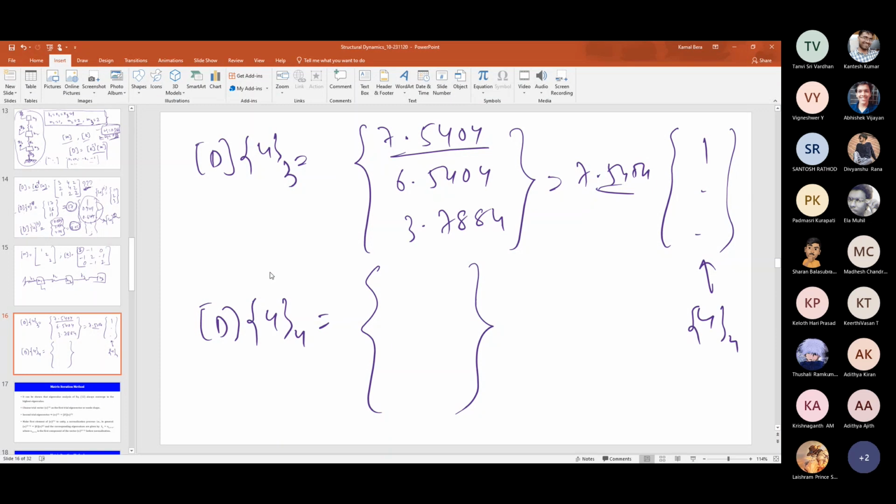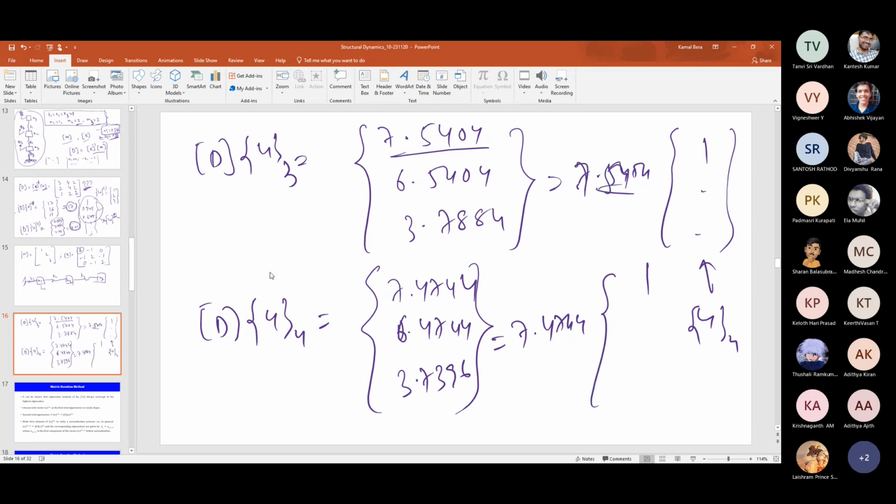Everybody understanding or not? These are some calculations. Maybe you are not able to do it quickly, that is another issue. But are you able to understand what is going on in the process? So 7.4744. You see now it has come closer. 7.4744, then 6.4744, 3.7396. Then you take out common 7.4744. You see now it has come closer, right?